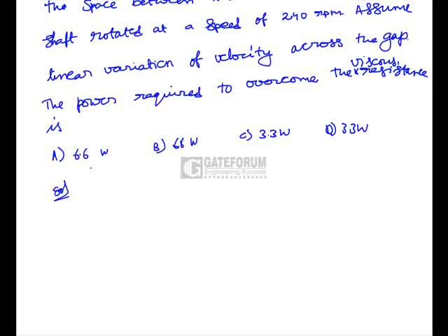And coming to the solution, here a cylindrical shaft of 100 mm diameter rotates about its vertical axis inside a cylindrical tube, and this gap between the cylinder and shaft is filled with an oil of viscosity 2 poise.